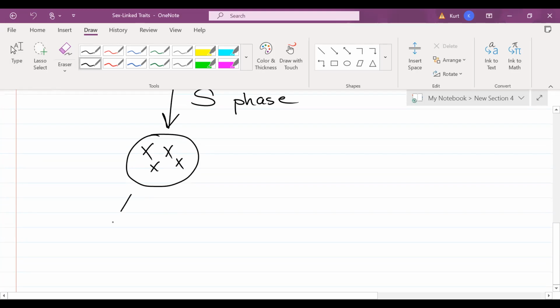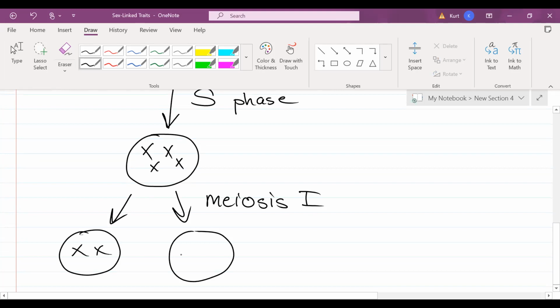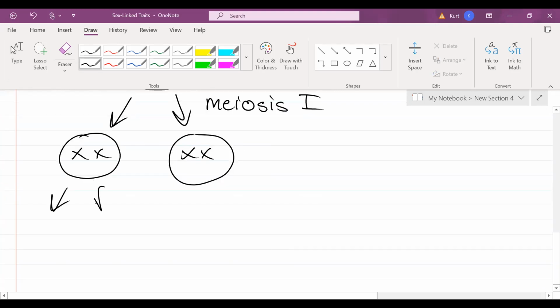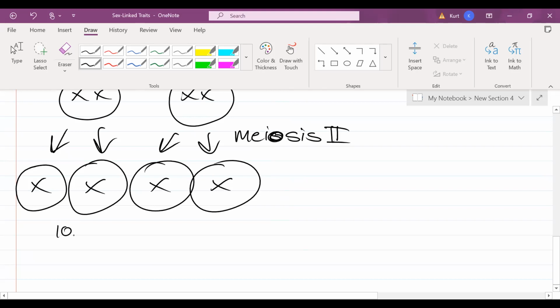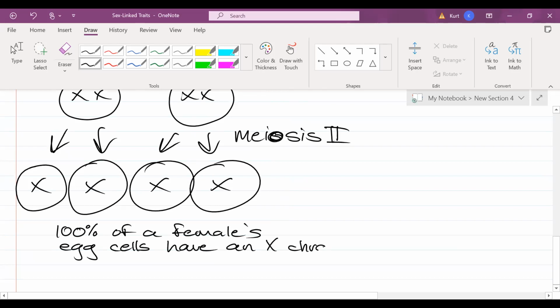And then you go through meiosis. We'll go through meiosis one. That's one cell becomes two. And then we go through meiosis two, where two cells divide into four. And these are all going to be egg cells. So as you can see, 100% of a female's egg cells have an X chromosome. So no matter what, we inherit the X chromosome from our mama.